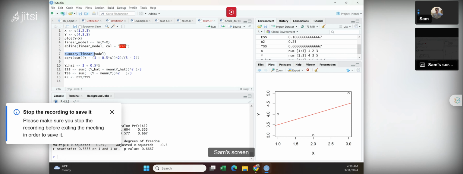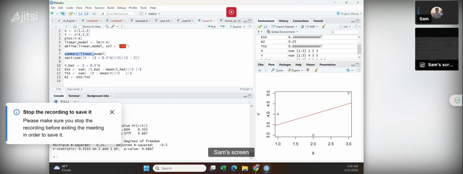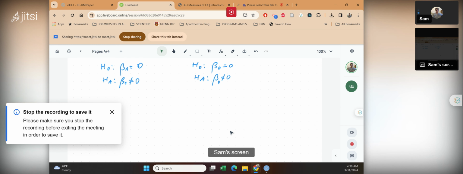And the same goes for the intercept parameter. It is testing the hypothesis that beta 0, the intercept parameter in the population, is equal to 0, and the alternative is that beta 0 is not equal to 0. So this two-sided hypothesis is automatically tested once we call the summary function. Okay, that is just a preliminary part of what you are expected to know in the exam.